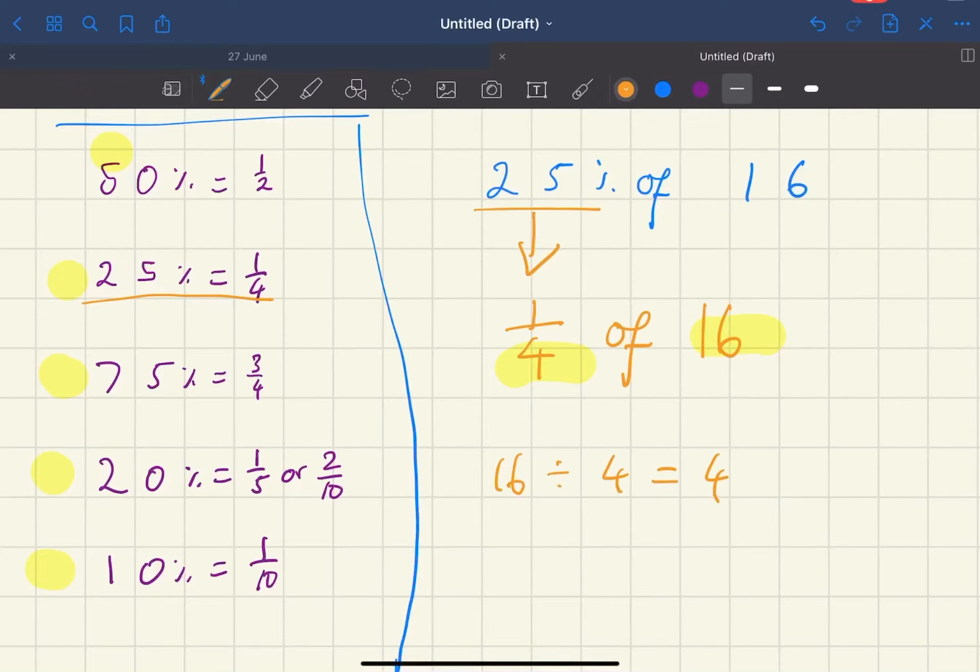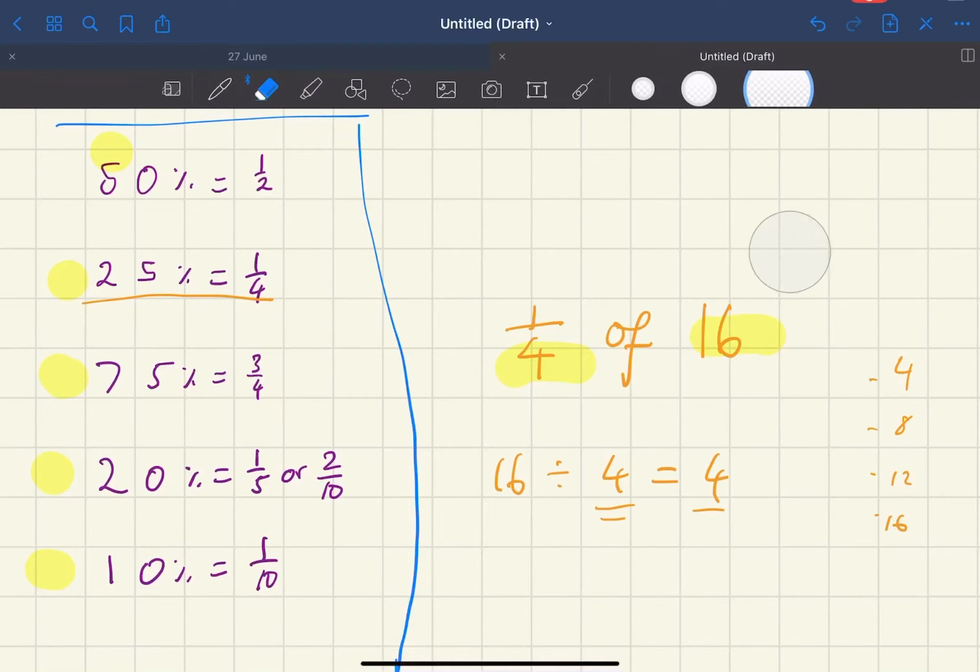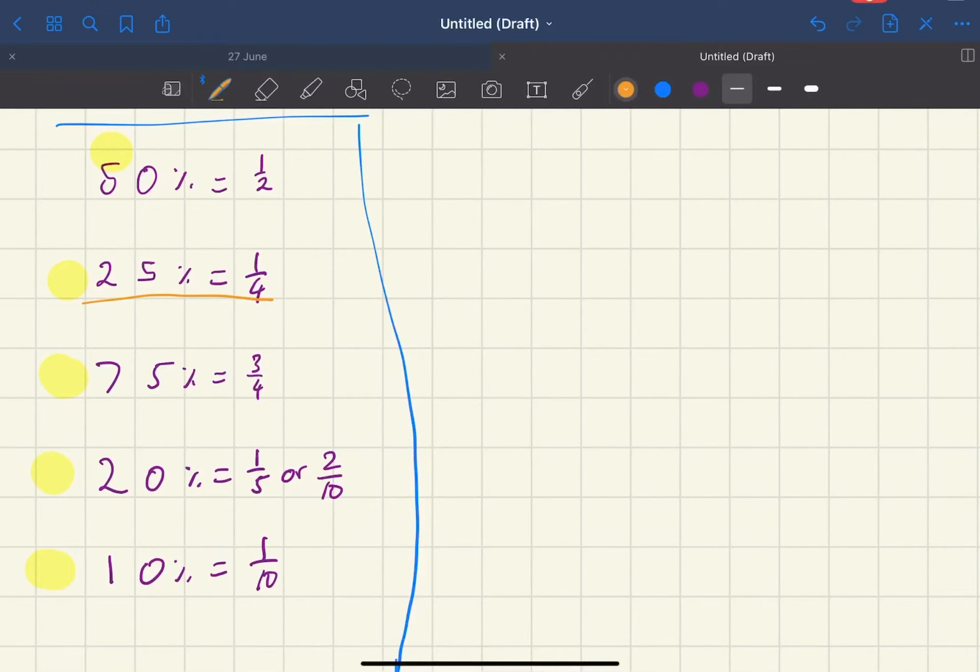And I know that because I can count my 4 times tables until I get to 16. So 4, 8, 12, 16. That's 1, 2, 3, 4. The answer is 4. What about if you've got a larger number where you need to use short division? Well, let's do that now.